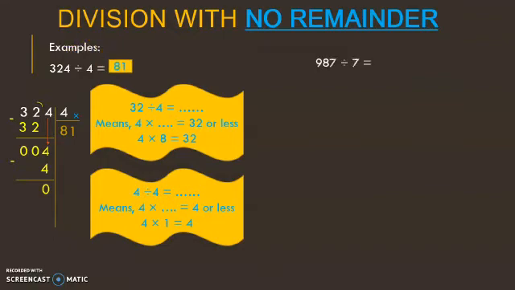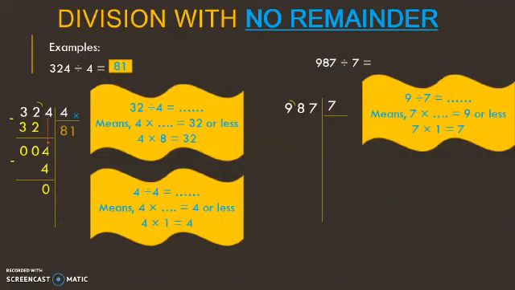Second example, 987 divided by 7. I take the 9. I start with the dad, divide. 9 divided by 7 means 7 times what gives me 9 or less? 7 times 1, it's equal to 7. I write 1, then I multiply. 1 times 7, it's equal to 7. Then subtract. 9 minus 7, it's equal to 2. Then brother, bring down the 8.